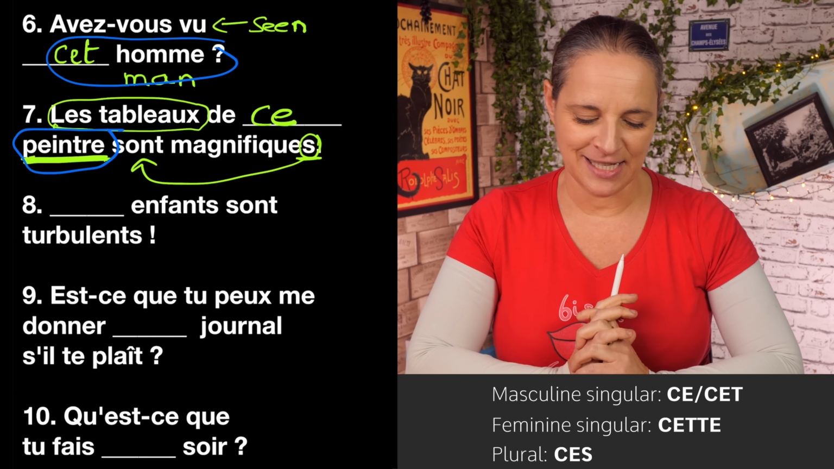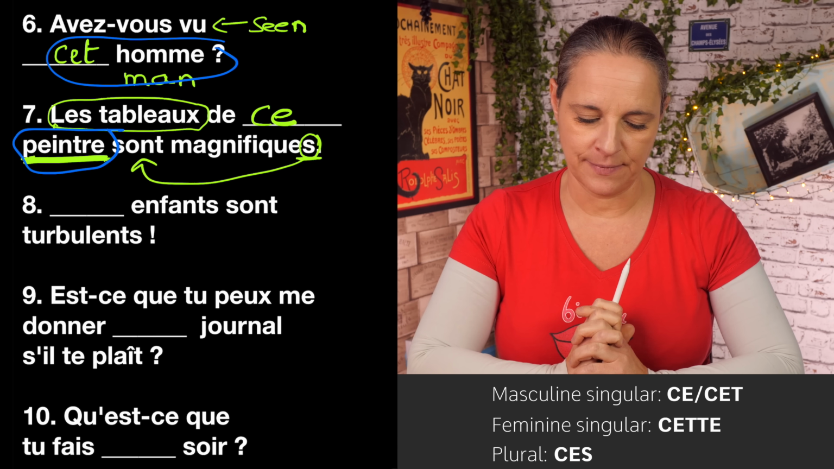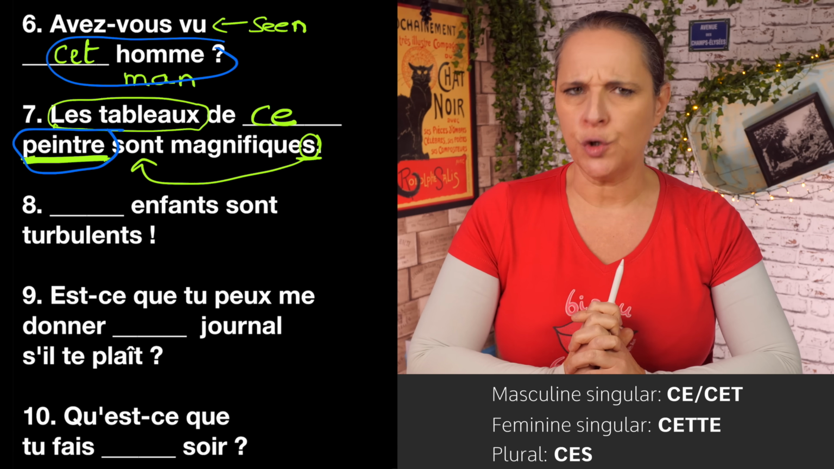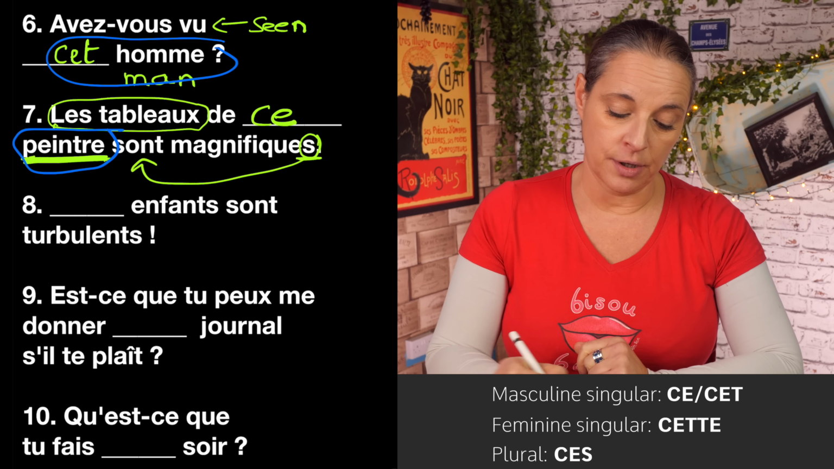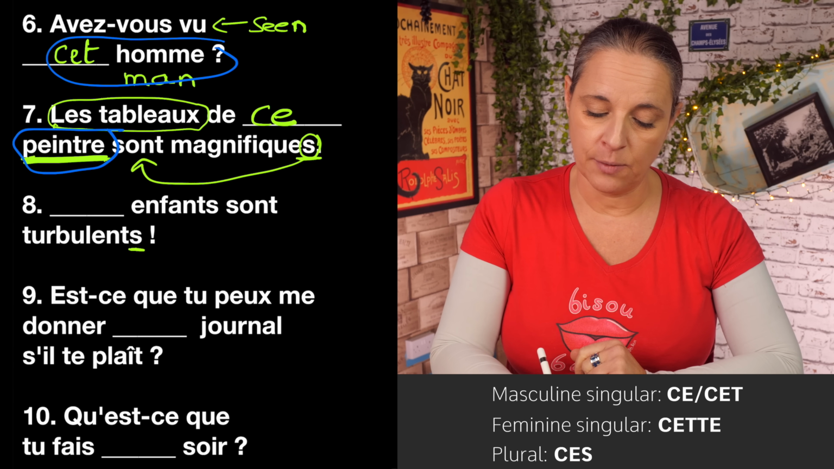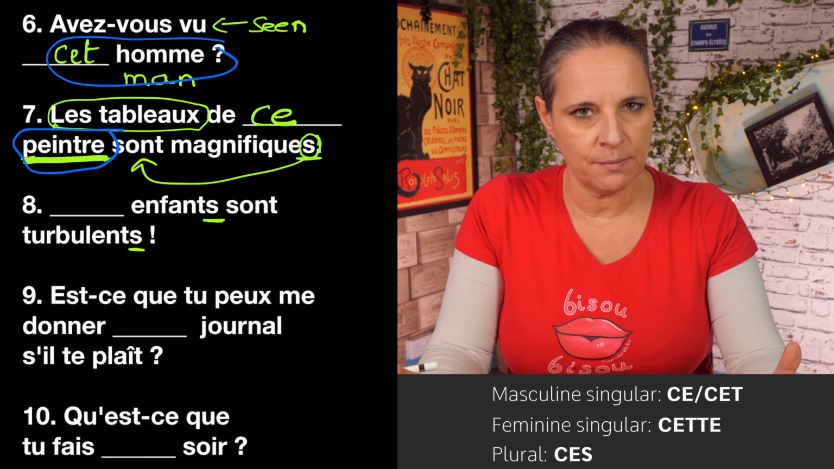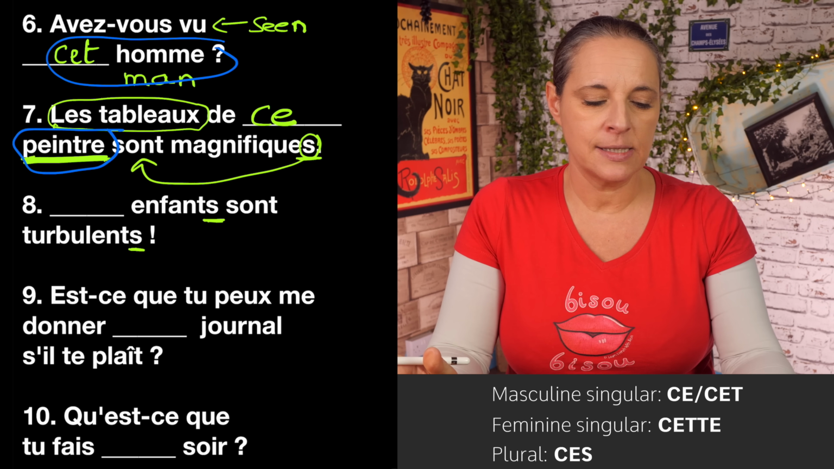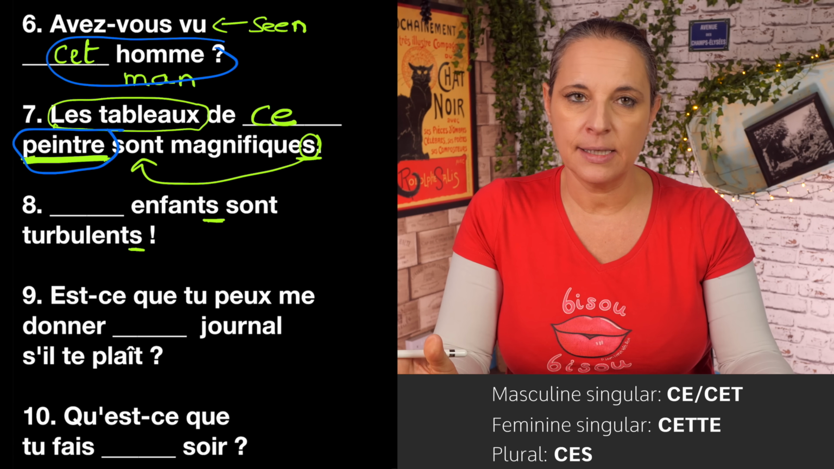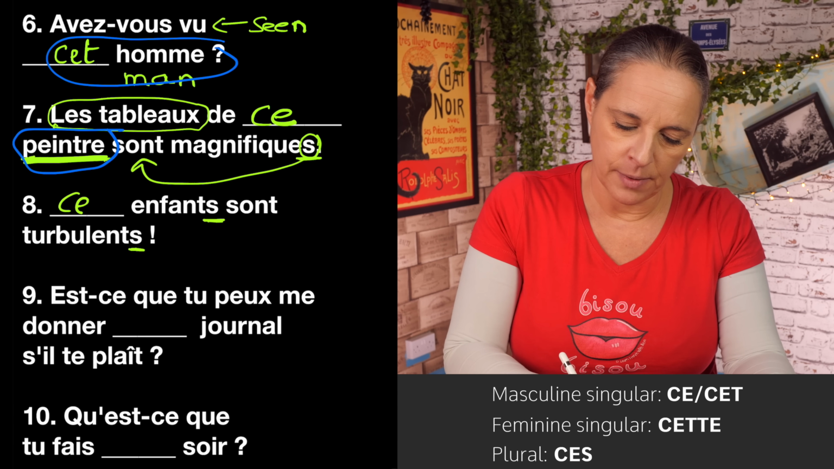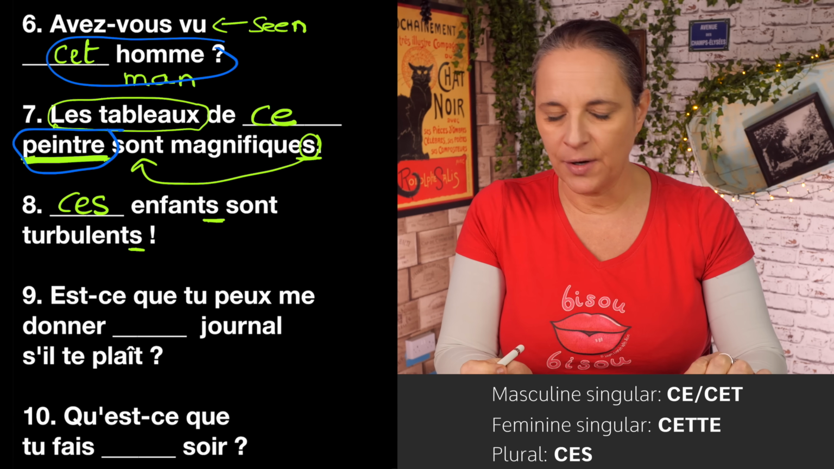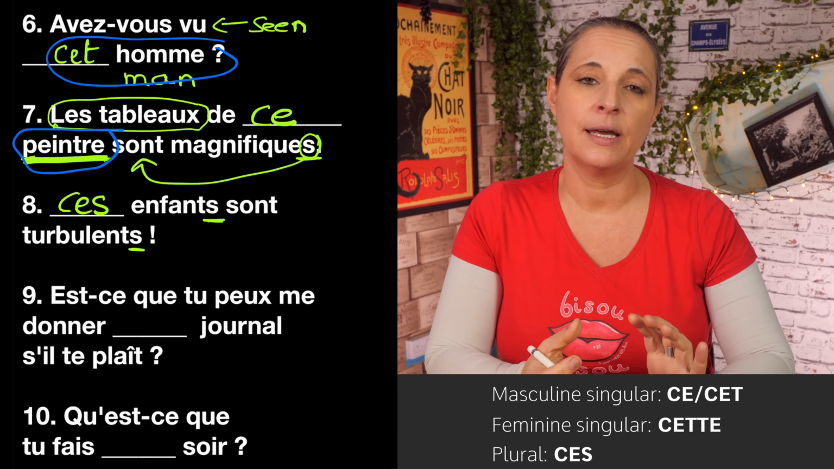Let's have a look at numéro 8. Enfants sont turbulents. Okay, so we've got an adjective here that has an S, and we've got a word that has an S. So there is no problem here. You know your demonstrative adjectives by now. It is not ce, it is not cet, it is ces. Bravo. And why is it ces? Okay, because enfants, the word is plural.